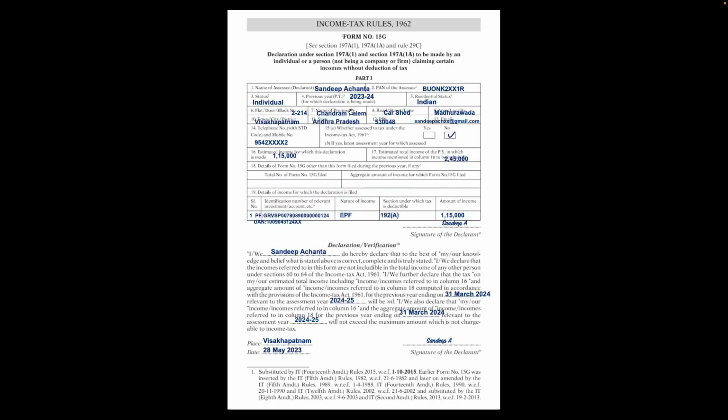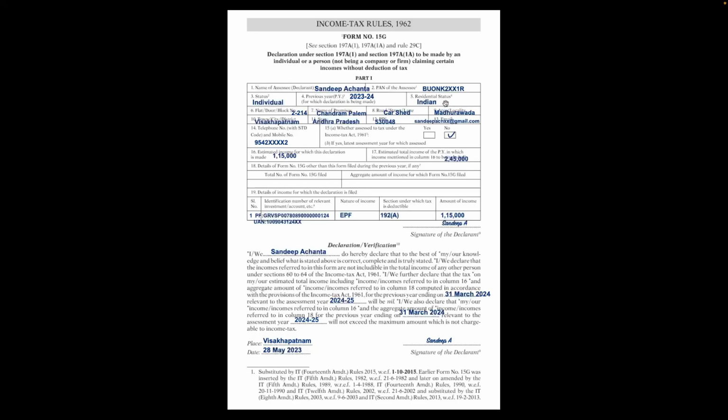Suppose you are withdrawing your EPF amount after 31st March 2024, then a new financial year will start. That financial year will be 2024 to 2025. If you are watching this video after 31st March 2024, then the financial year will become 2024 to 2025. Like that, every year the financial year will change after 31st March. The year following the financial year or previous year is called the assessment year. We will discuss that in a later section of this video.